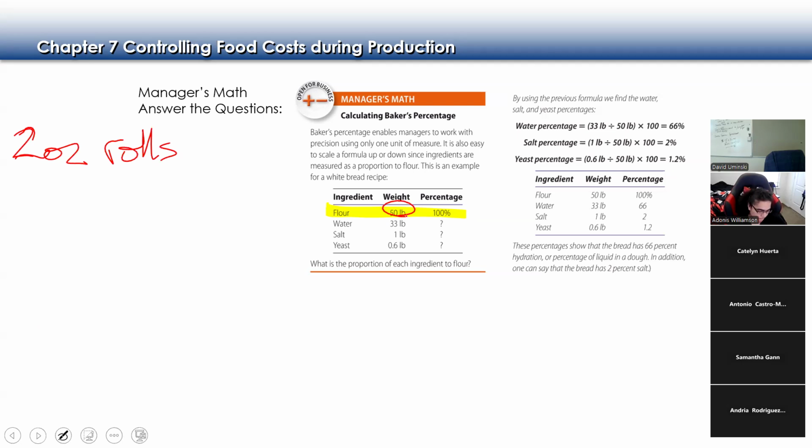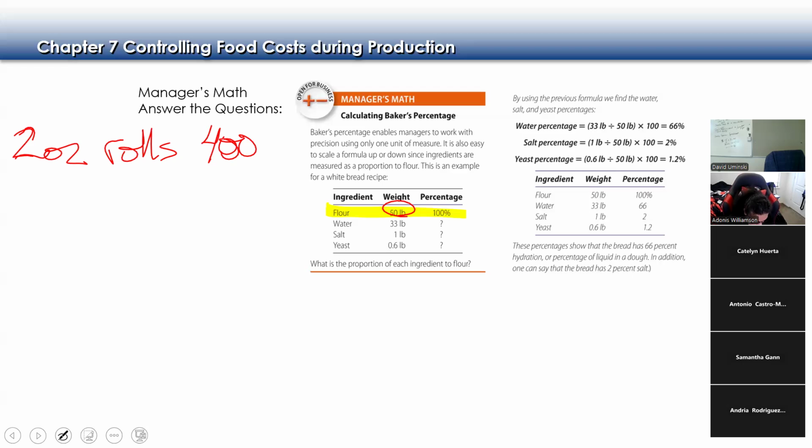What do you think? A 2-ounce roll, you'll probably get 8 per pound, right? So what's 8 times 50? 400? Okay, cool. So let's say we get 400 rolls. Do I need 400 rolls? Let's say I have a catering and I only have 120 people. Do I want to make 400 rolls?